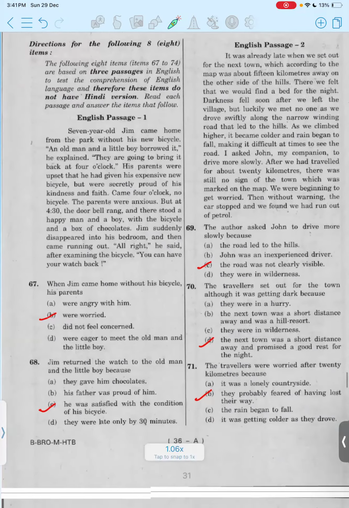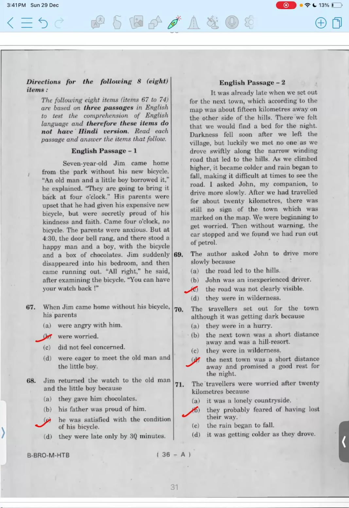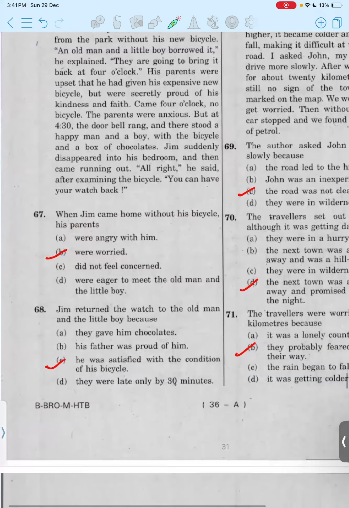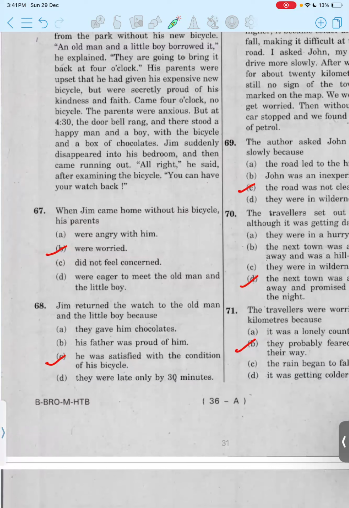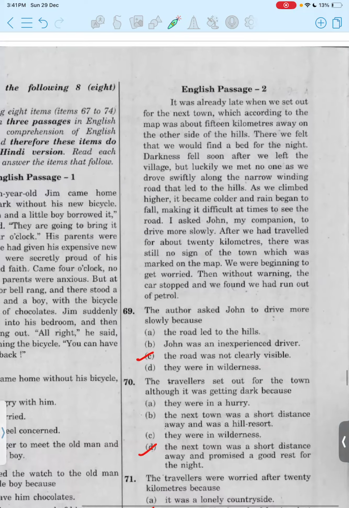Now a few passages again on the basis of ethics related passages. So question 67. Here we see again, if you have gone through this, when Jim came home without his bicycle, his parents were worried. You can simply solve this, 67B. Then we see that Jim returned the watch to the old man and the little boy because he was satisfied that the condition of the bicycle was fine.